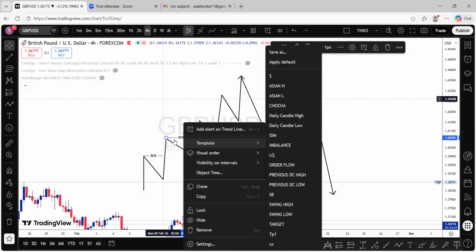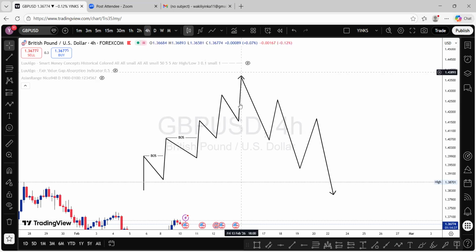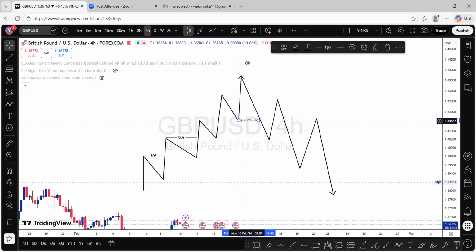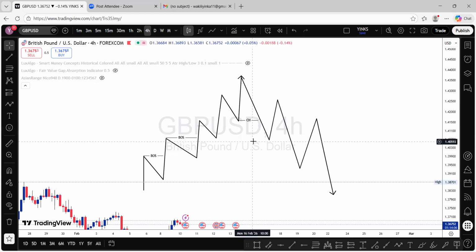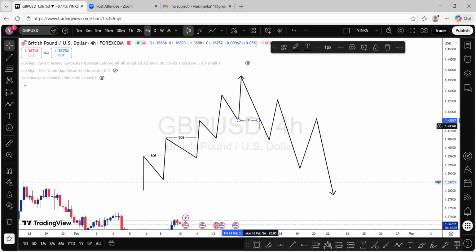Price keeps doing the same thing, you keep having break of structure. Now, take note of the last low that must not be taken out, because if this last low is taken out and price closes below it, price will start selling. Once price takes out this particular low, it is called a change of character, or market structure shift. Now you have your change of character right here.